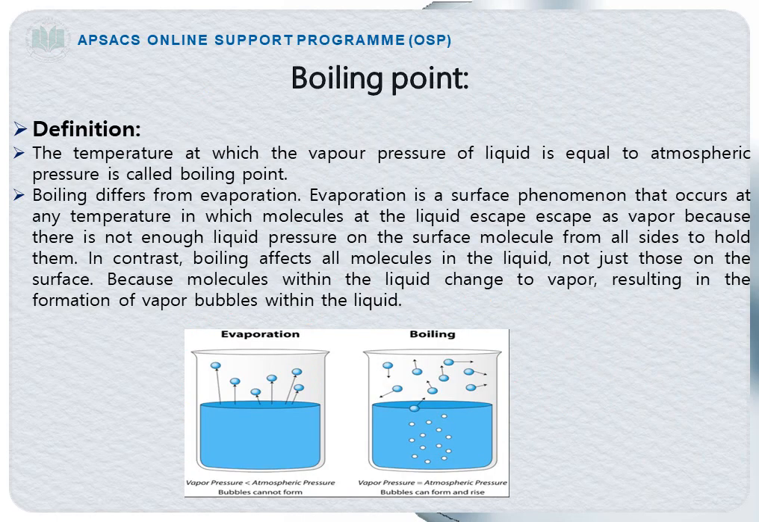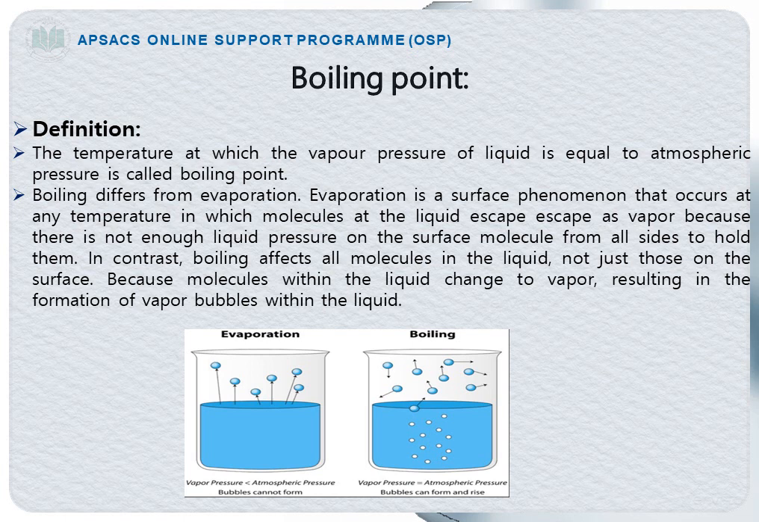Come towards boiling point. Definition: the temperature at which the vapor pressure of a liquid is equal to atmospheric pressure is called boiling point. Vapor pressure, all of you know very well, is the pressure which is exerted by vapors on the liquid. Now when the vapor pressure of a liquid is equal to atmospheric pressure, then the temperature of the liquid at that time is called the boiling point.